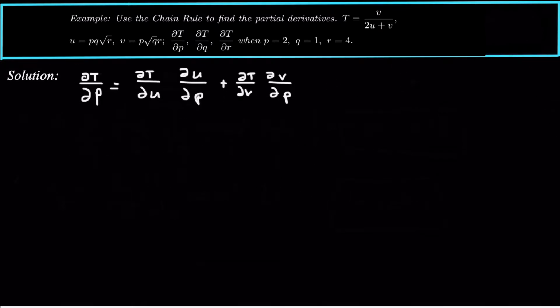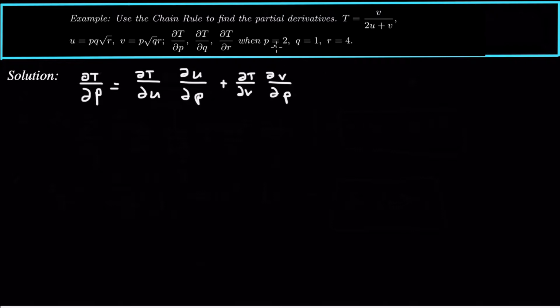All right, so this is our first application of the chain rule. If we want to differentiate t with respect to p, which is what we're told to do, we have to first go through the intermediate variables, in this case u and v. So differentiate t with respect to u, and then multiply that by the differentiation of u with respect to p, plus we have to take into account the other variable that depends on p, in this case v. So take the partial derivative of t with respect to v, and then differentiate v with respect to p.